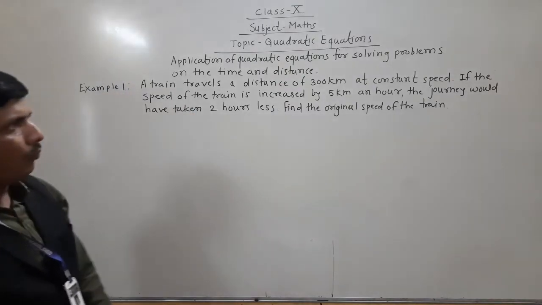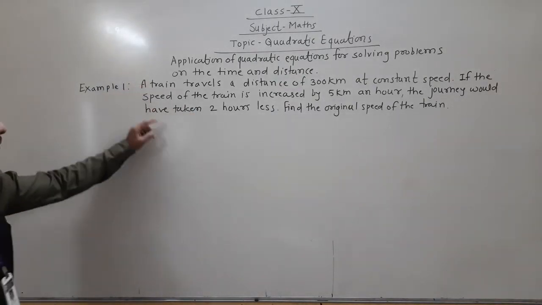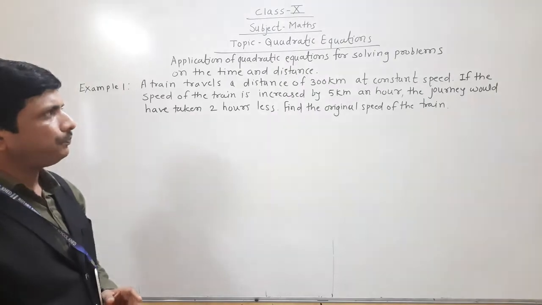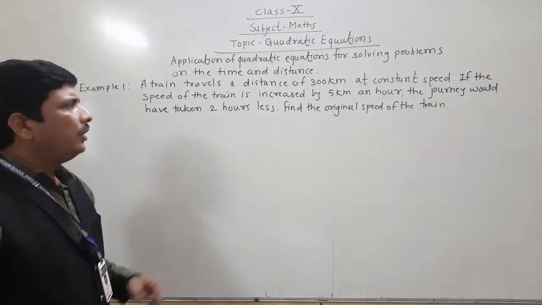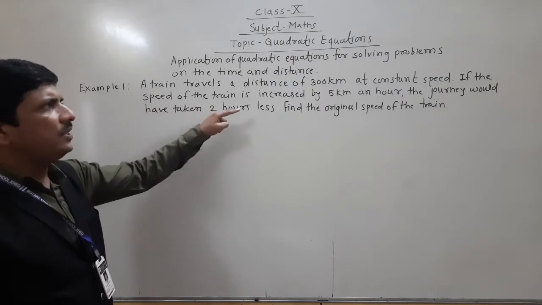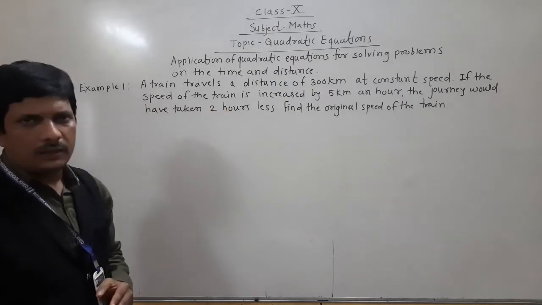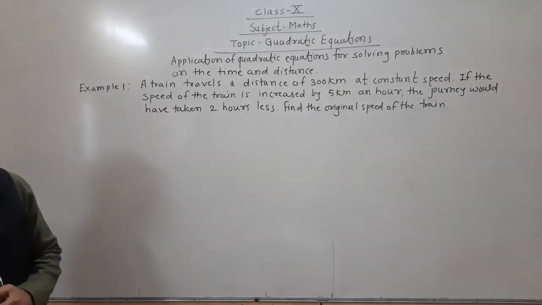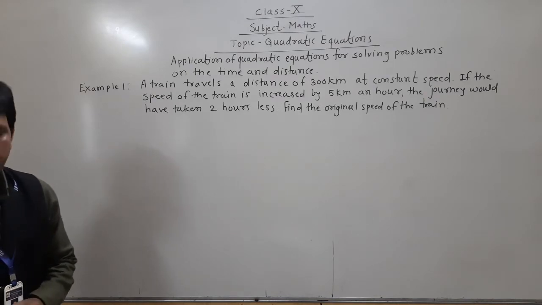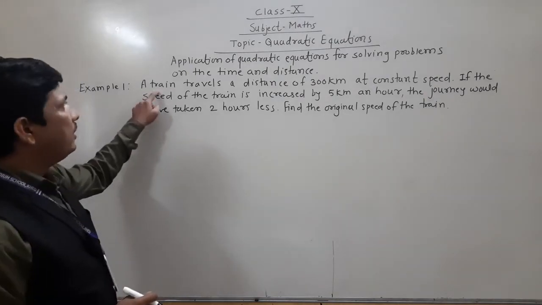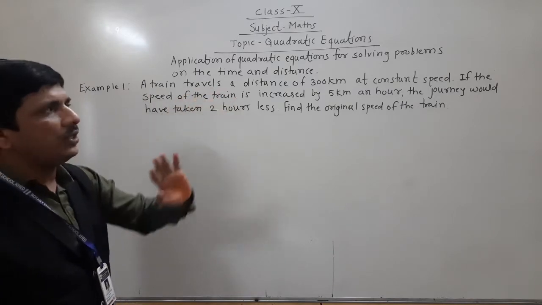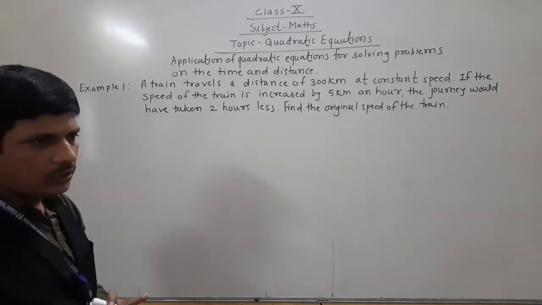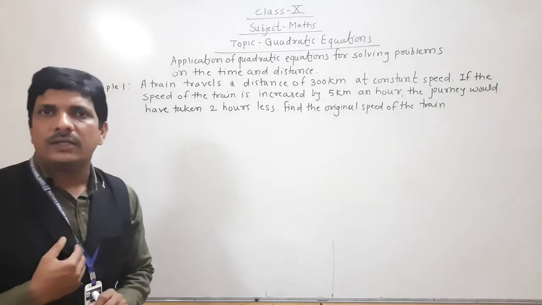See here the first word problem which depends on the same concept. A train travels a distance of 300 kilometer at constant speed. If the speed of the train is increased by 5 km an hour, the journey would have taken 2 hours less. Find the original speed of the train. Once again, I am reading this: a train travels a distance of 300 km at constant speed. Here speed is not given, but they have told us constant speed, so here we can consider something.